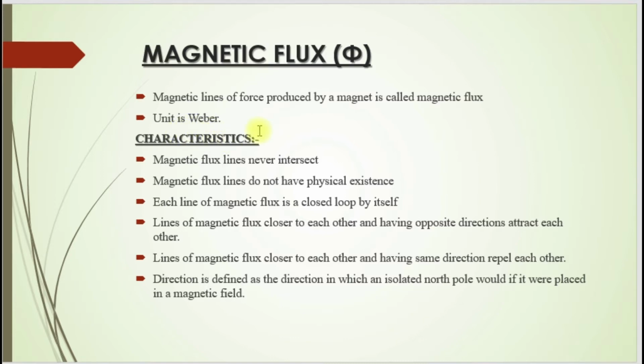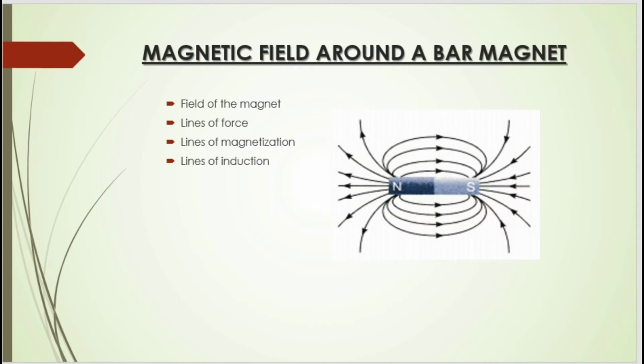Then these characteristics are, these flux lines will never intersect. These flux lines do not have any physical existence. Each line of magnetic flux is a closed loop by itself. Then the lines of magnetic flux closer to each other and having opposite directions attract each other, and lines of magnetic flux closer to each other and having same directions repel each other. Direction is defined as the direction in which an isolated north pole would move if it were placed in a magnetic field. We already have seen in my previous slide.